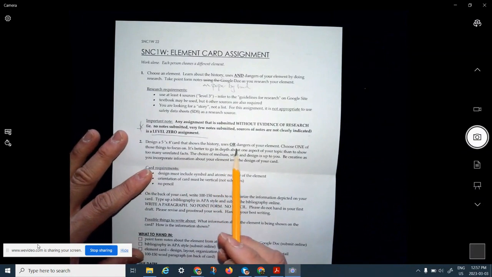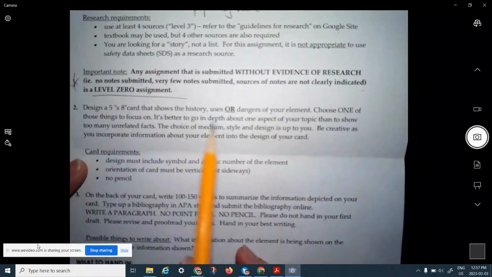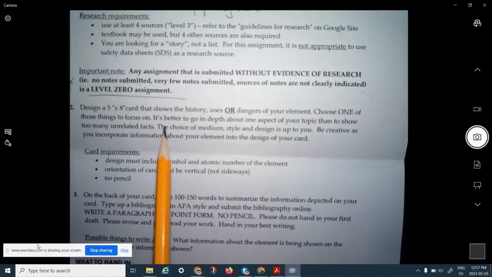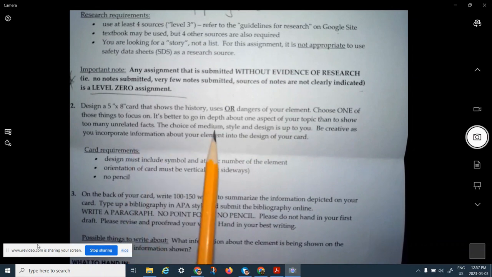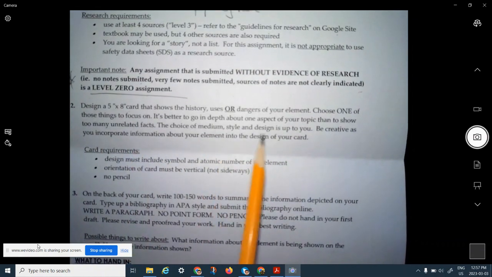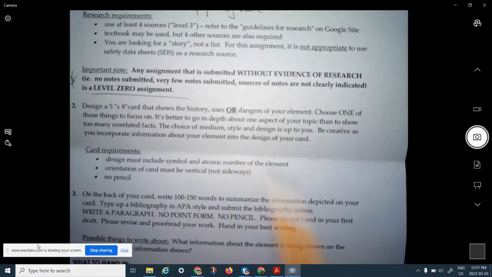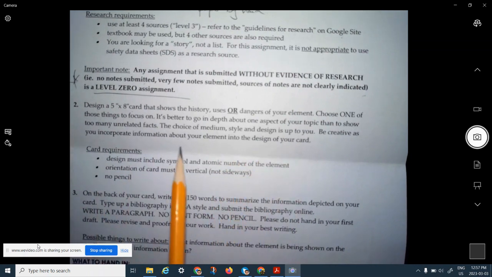It shows a history, uses, or danger of the element. Choose one of these things to focus on. Okay, so focus on history and uses, or history and danger. Okay, better go in depth about one aspect than to show many unrelated facts. The choice of medium, style, and design is up to you. Be as creative as you can to incorporate information about your element onto the design of your card.